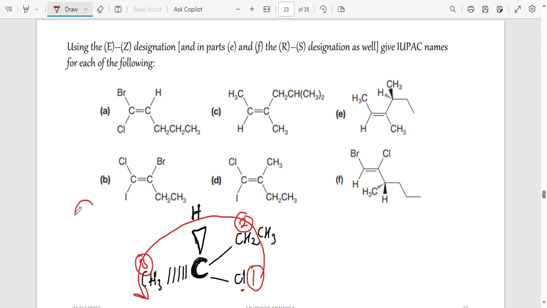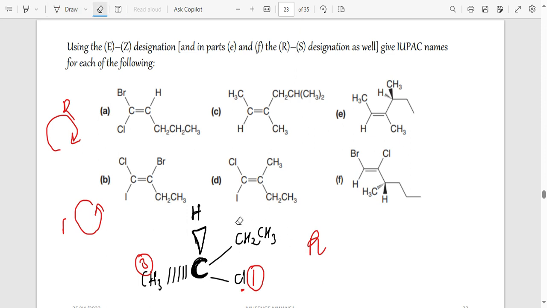If you see a line going in this direction, that is S. If you see a line going in this direction to the right, that is R. So this configuration is supposed to be S configuration. But because the fourth group is not at the back, you change the configuration. The fourth group is not at the back, so this name changes. Instead of it being S, it becomes R. So this molecule is going to have a configuration of R.